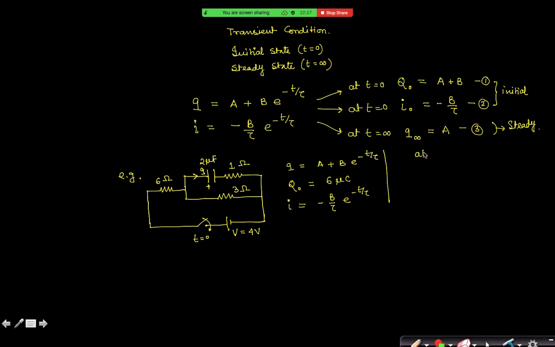At t equal to 0, as soon as I close that switch, can I say that a charged capacitor behaves as a battery? Do you remember that? Yes sir. A charged capacitor behaves as a battery.